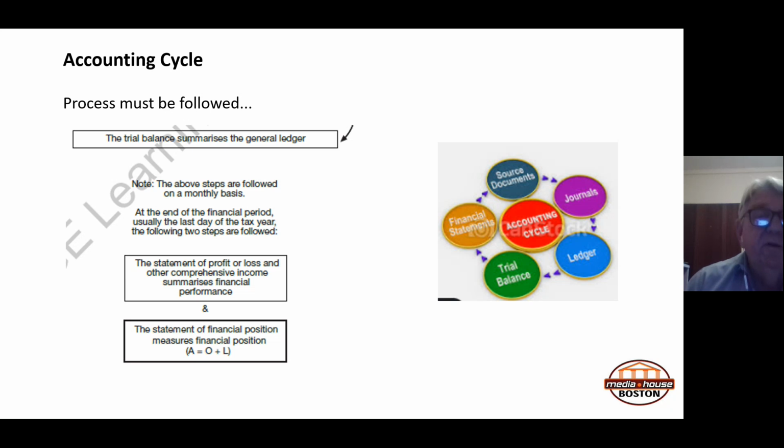So at the end of the period, we then take the trial balance and we do closing entries, and we will then compile our financial statements, the statement of comprehensive income and statement of financial performance. And that is our accounting cycle. And then we start again the next period.